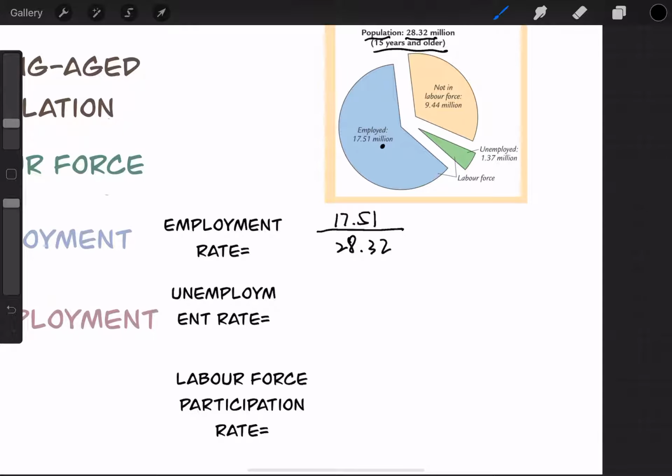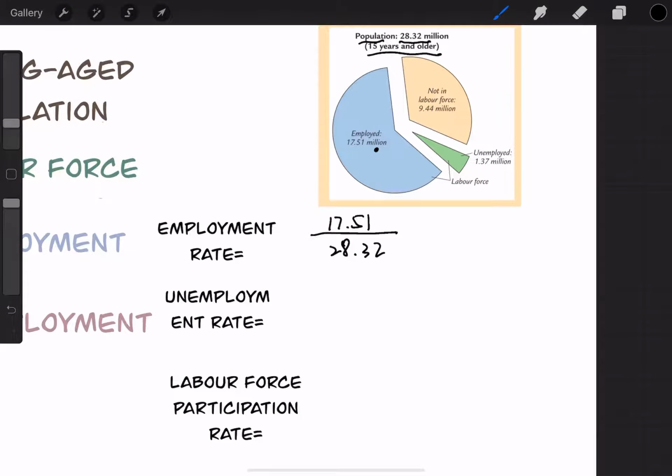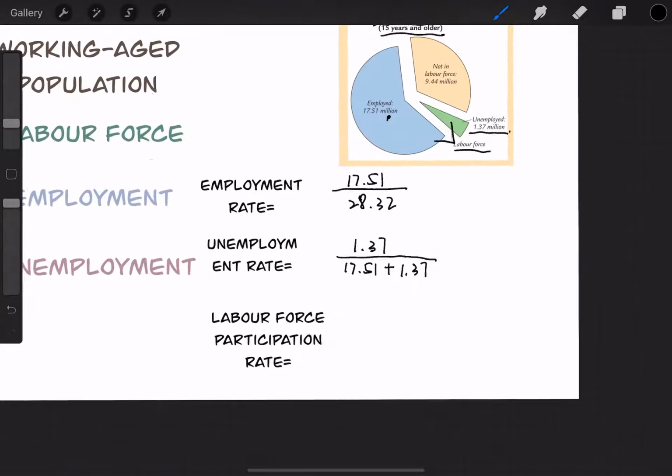Unemployment rate is the unemployed, 1.37, divided by labor force. Labor force we can say is employed and unemployed. So it's 13.41 and 1.37. We can also get the answer.